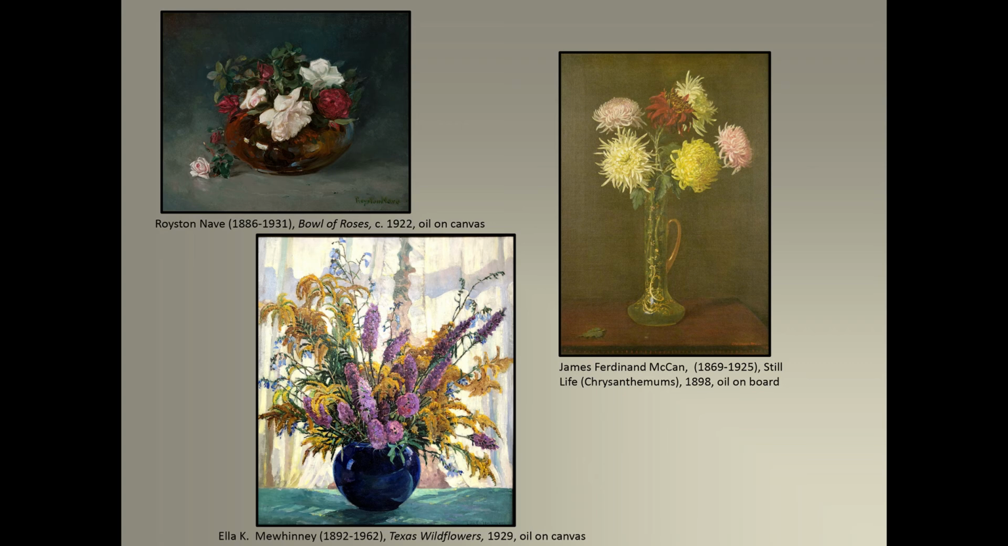On the right, we see James Ferdinand McCann, Still Life Chrysanthemums, 1898, oil on board. He studied at the National Art Training School in London and came to the U.S. in 1897, one year before he painted this lovely painting. Known for his paintings of the King Ranch, active in San Antonio, Victoria, and Corpus Christi, he was also a mentor to Royston Nave, who we also see in this slide.